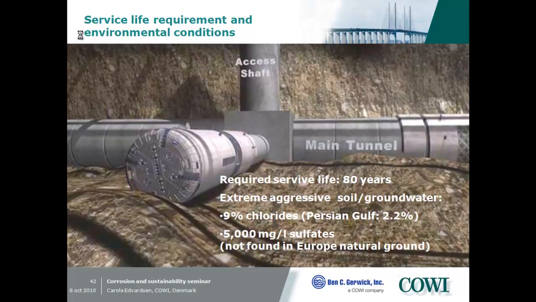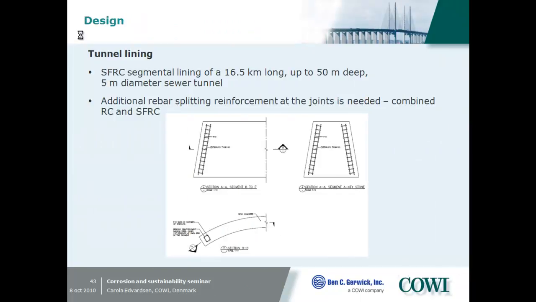Interesting is, 80 years of service life, we have extremely high chlorides, 9% chlorides in the ground. I have never seen a project in my life where we had such high chlorides, and in addition, extremely high sulfate content in the soil, which we normally would never find in this part of the world. And here, in this case, we need some additional reinforcement along the radial joint because there the splitting forces are too high. Steel fiber is not sufficient. There we need some additional reinforcement. And this will be stainless steel.